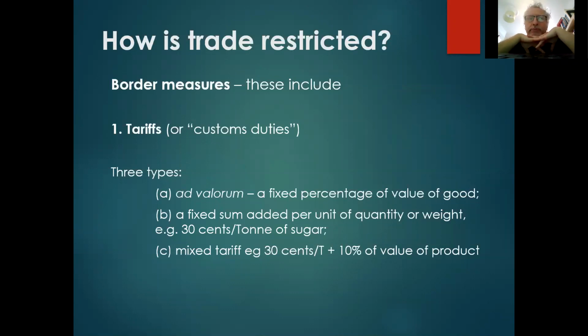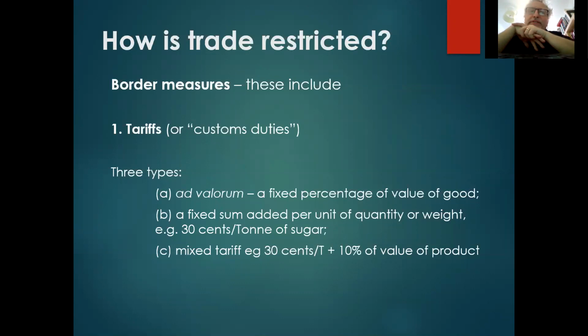That's so-called ad valorem tariffs, which is a fixed percentage of the value of a good. So let's say tariffs on importation of sugar. If the value of a ton of sugar is, I don't know, $10,000, then it might be 10% of $10,000. Or it could be a fixed sum added per unit for quantity or weight. It could be 30 cents per ton of sugar or $30 per ton of sugar, right? So it's amount per unit of weight. So 2 tons, then that'd be 60 cents or dollars.